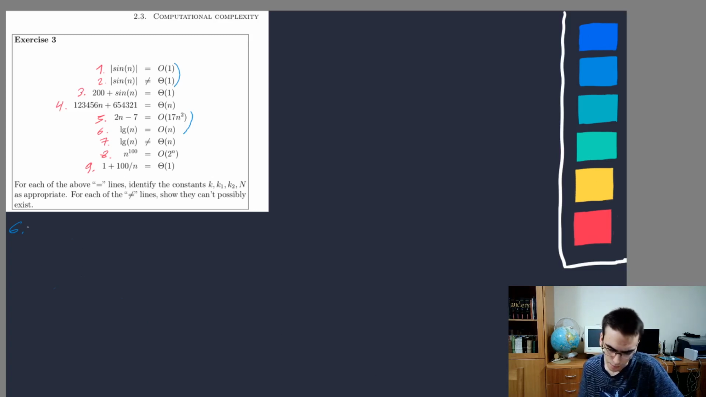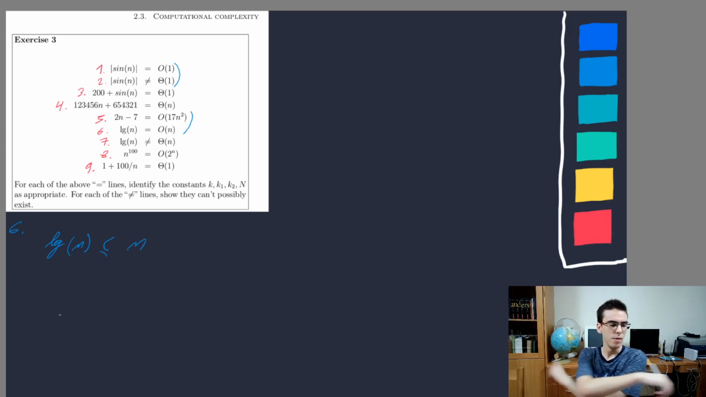and you say, hey, we have, and I remember lg is the base 2 logarithm, as Knuth says, but it doesn't really matter the base of the logarithm, we would have this result with any base. lg of n is smaller or equal to n. And so this is true for any positive n, and this is true for c equals 1. So it's the same case as we had with 5. So there is nothing special to prove with 6.